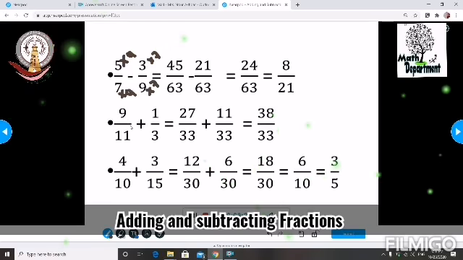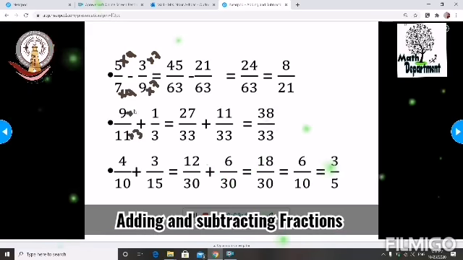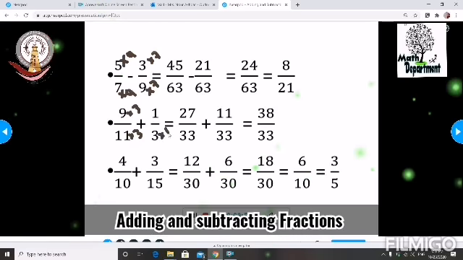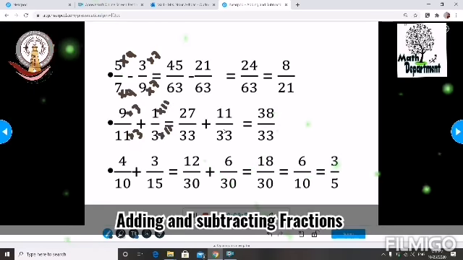The same is in the second example, because 11 and 3, both of them are prime numbers, so their LCM is their product, 33. So here I have to multiply by 3, and here I multiply by 3. Okay, so it will be 27 over 33. Here the 3 I made it 33, so it means that I multiplied it by 11. So here I have to multiply by 11. It will be 11 over 33. Now I have two like fractions. I just keep the denominator as it is and I add the numerators together.